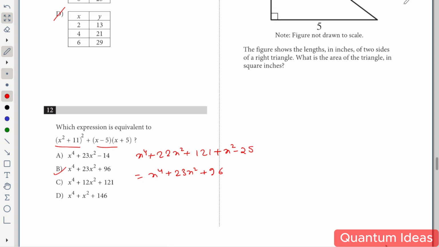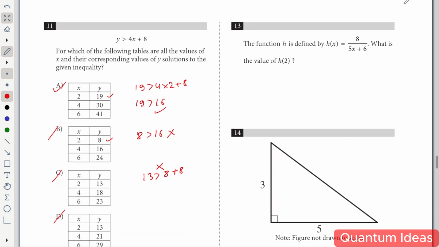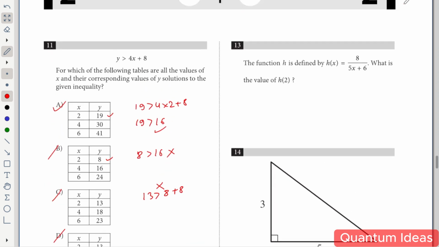So let's move to number 13. The function is given. What is the value of h(2)? h(2) is basically 8 by (5 times 2 is 10, plus 6). So that is 8 by 16. This is 1 by 2, or you can also write 0.5. So this is our final answer.